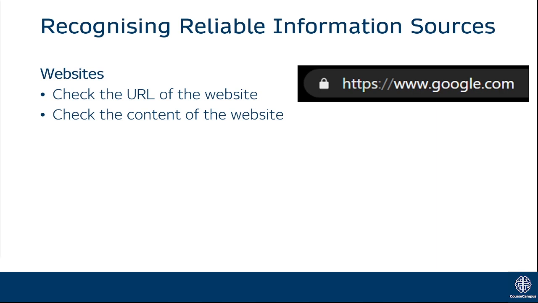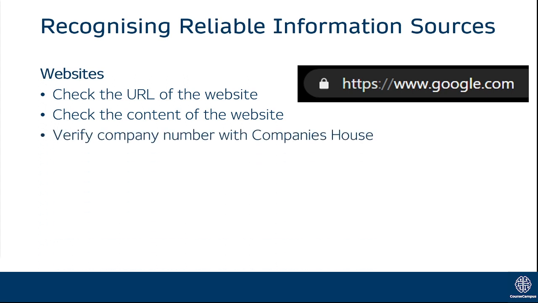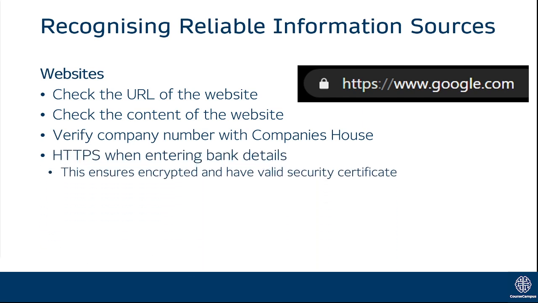Check the content of the website. If the content of the website seems off, then it is probably going to be off. If it doesn't seem right, if it seems too far out there, that is probably the case, and I would check from other sources, and if it doesn't match up with other sources, it's not accurate information. Verify the company number on Companies House. I mentioned that already. Check the HTTPS is there, and that ensures that your connection, when you're looking up the information, is encrypted, and the website's got a valid security certificate.